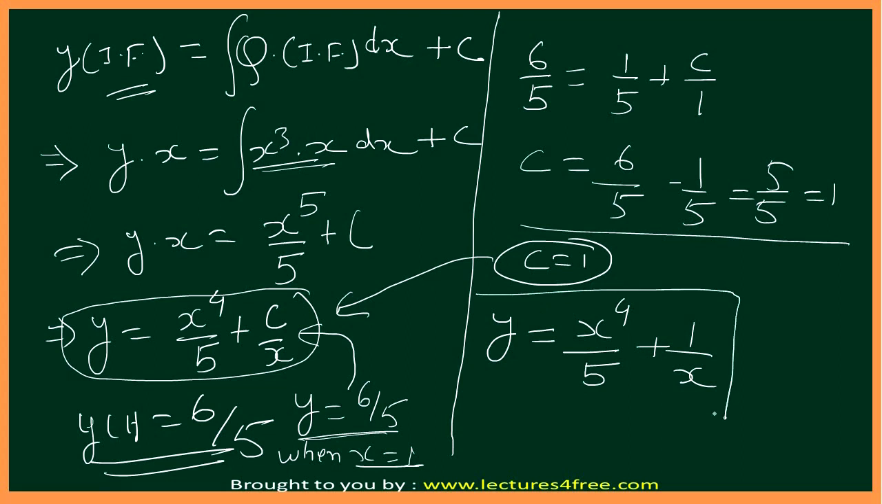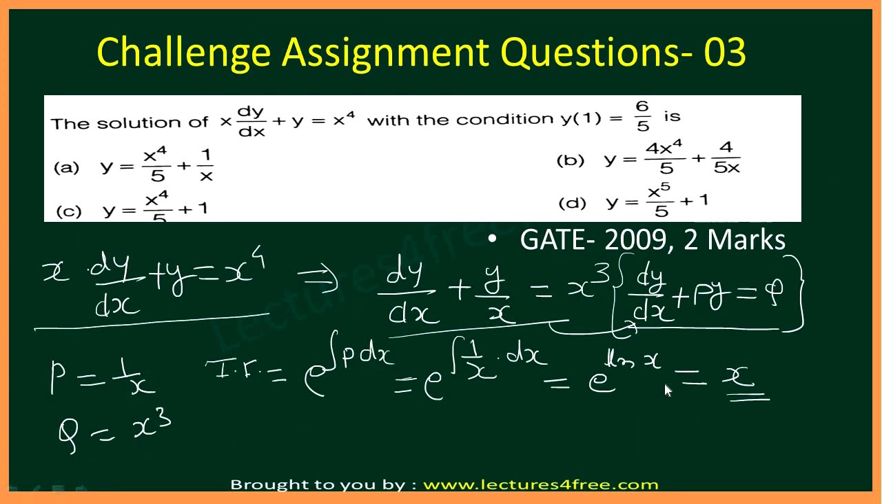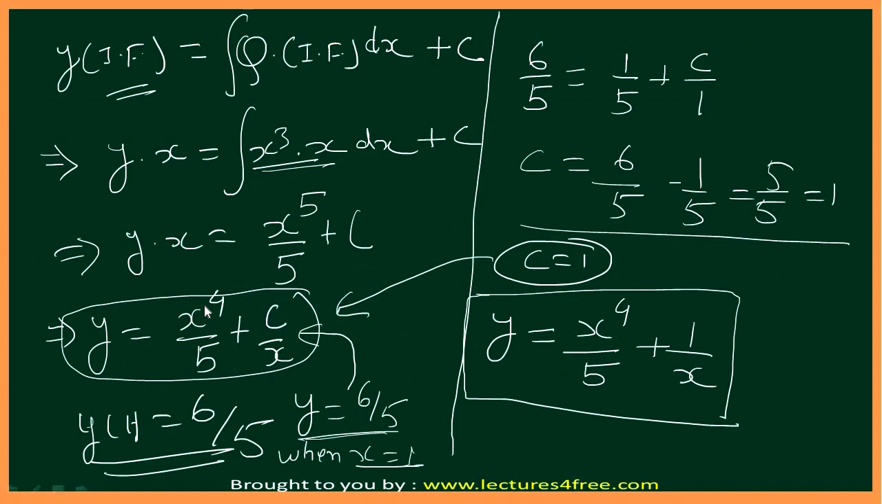Okay. Now see the options. As you can see, option A is the right answer: x to the power 4 upon 5 plus 1 by x. So the right answer for this question is option A.